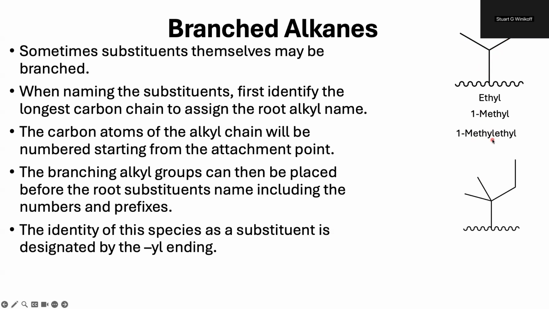You can also widen this, including multiple substituents with the usual prefixes. In this case, I have a propyl species, 1, 2, 3, and I have 2 methyl groups attached at the 1 position. So it's a 1,1-dimethylpropyl substituent. All right, so this is how I can name each of those substituents.